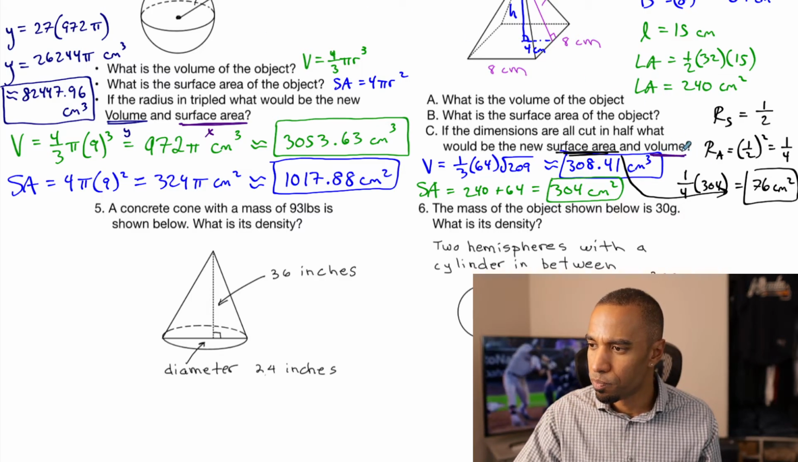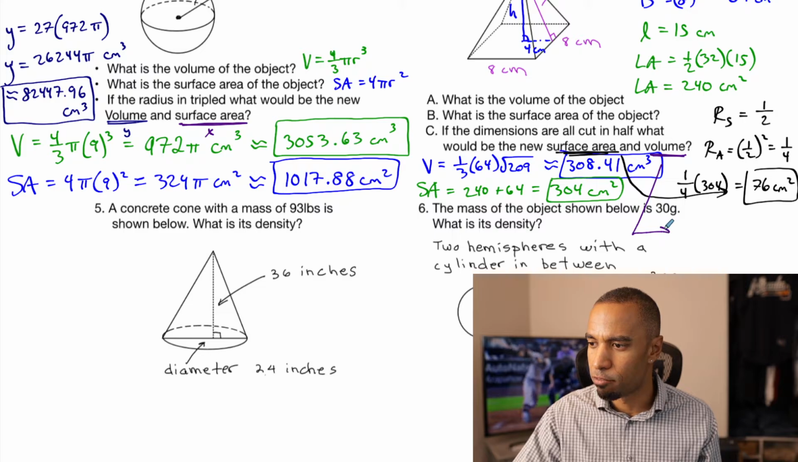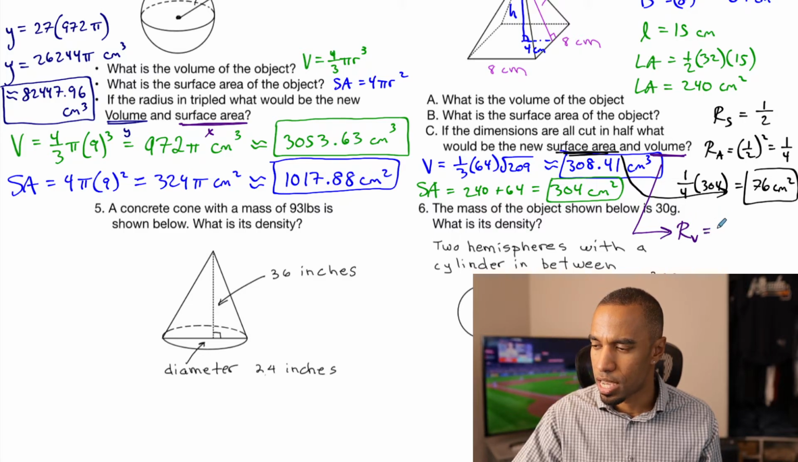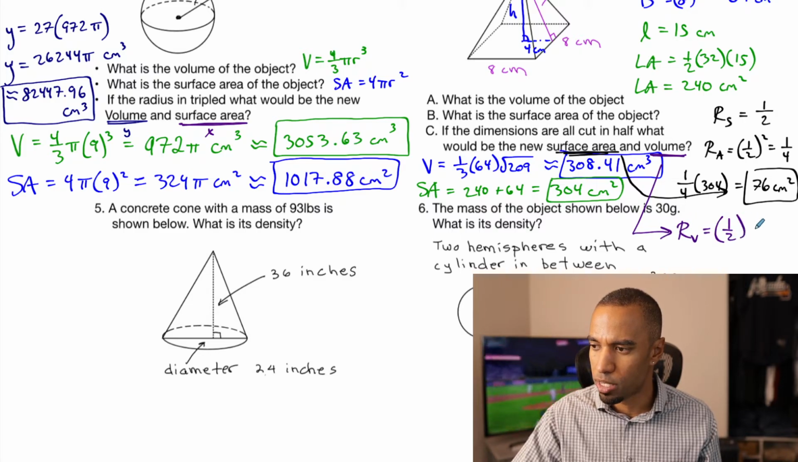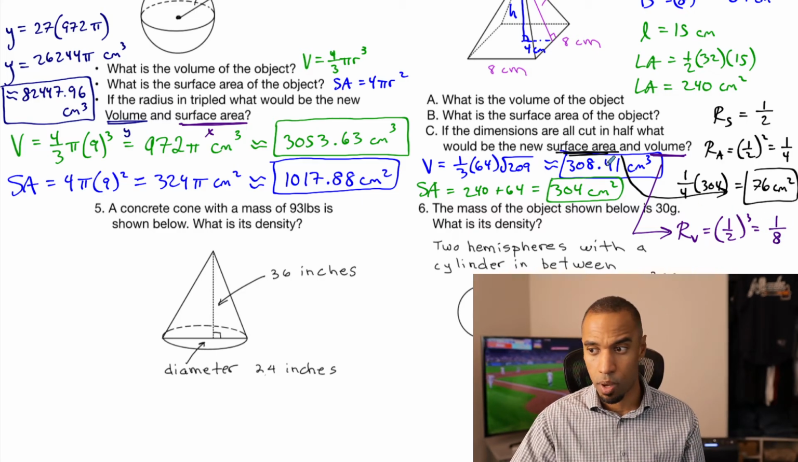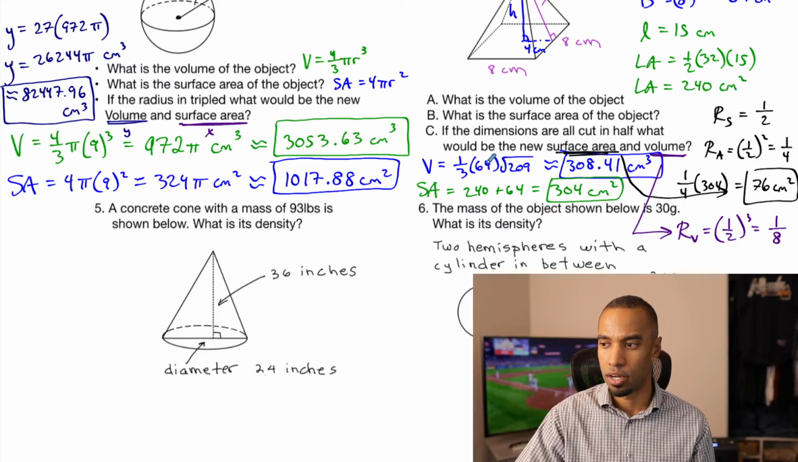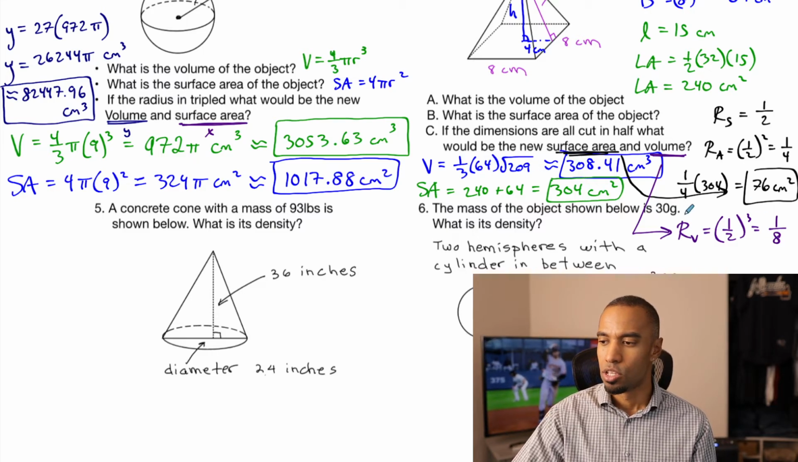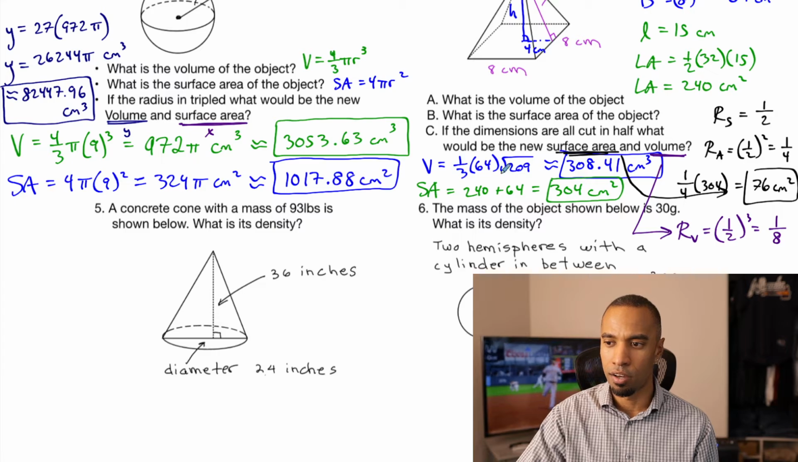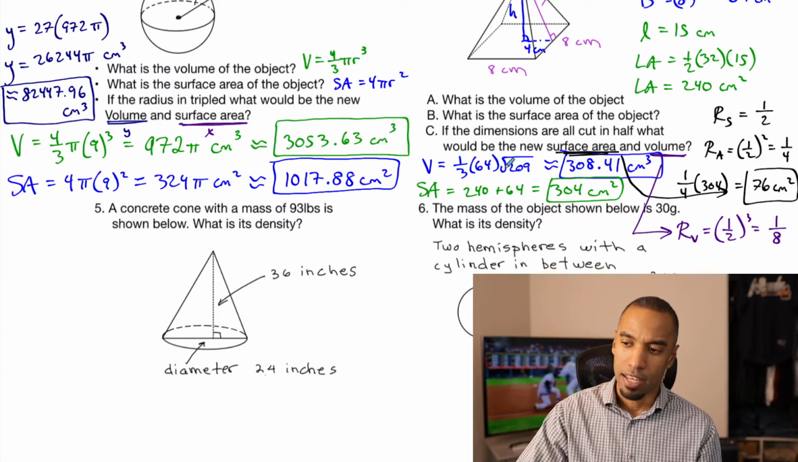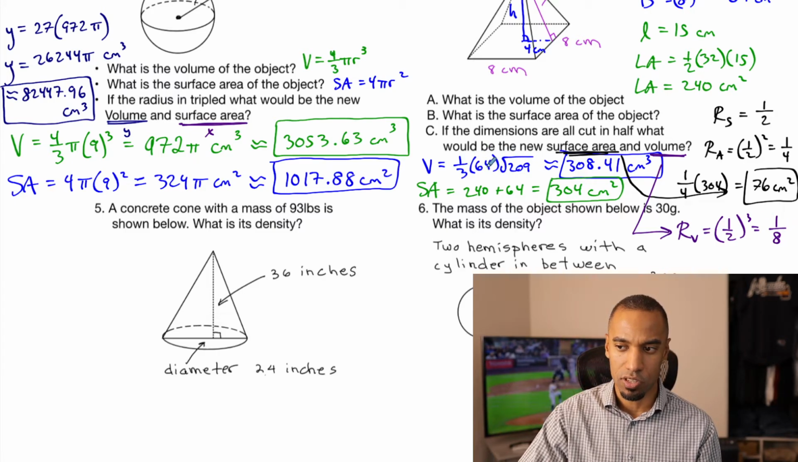New volume. The volume ratio, you take the 1/2 and we cube it, and we get 1/8. So everything's going to be 1/8 the size. So I'll take this exact one here, and I'll divide that by 8. Now, if I take 1/8 of this, I can take 1/8 of the 64 and call that 8, right?